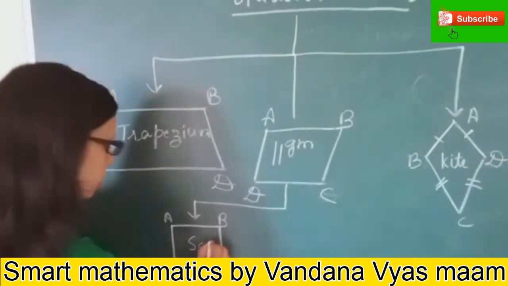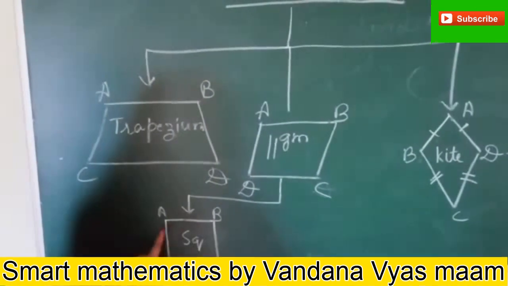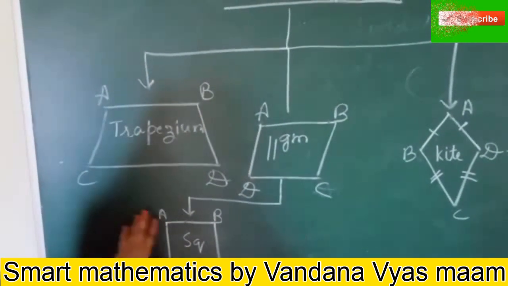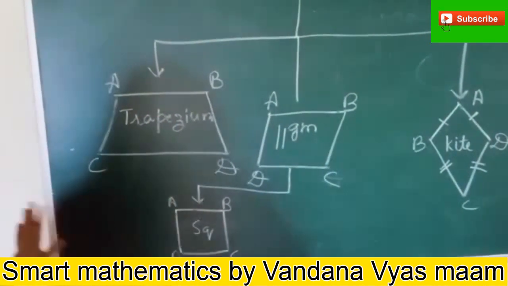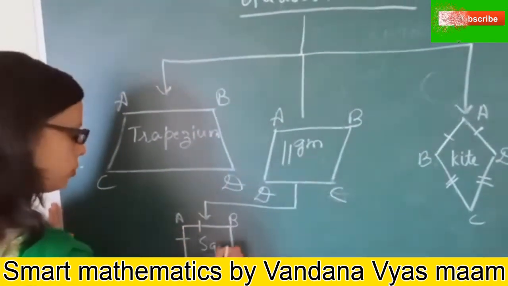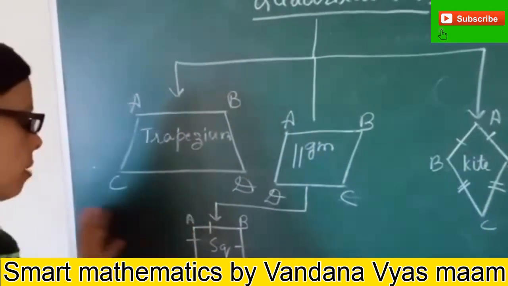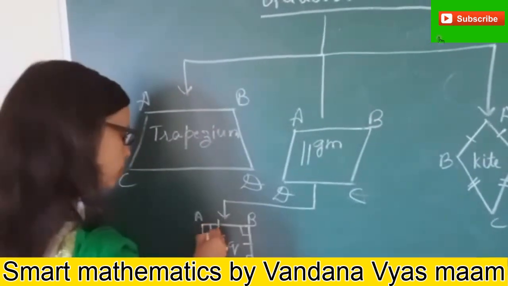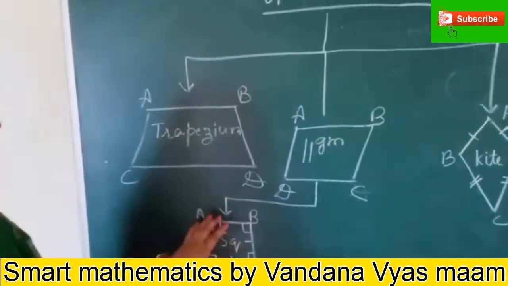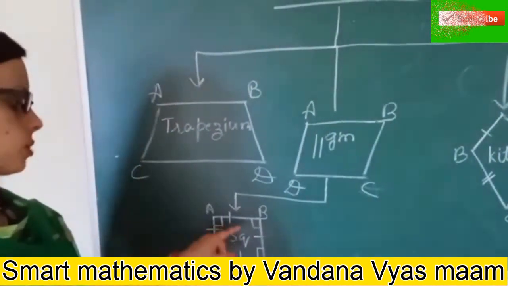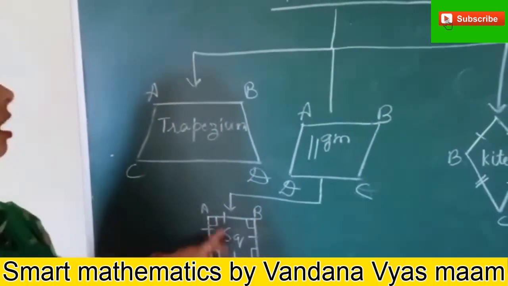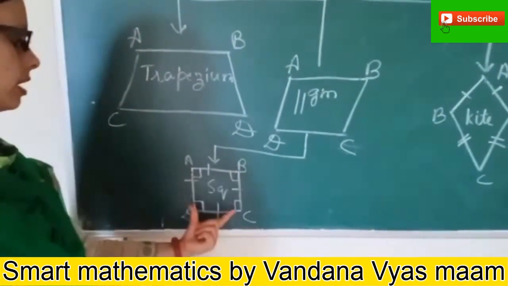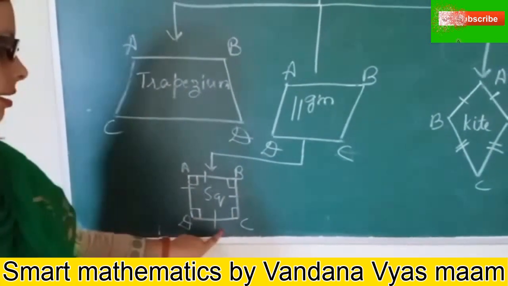In a square, both the pairs of opposite sides are parallel. Means AB is parallel to CD and AD is parallel to BC. And all the four sides are equal. Clear? And the third property is the measure of all angles is equal to 90 degrees. That type of quadrilateral is called a square. Clear? And it is also a parallelogram because both pairs of opposite sides are parallel.